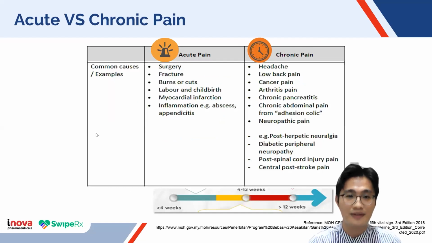The common causes of acute pain include fractures, MI, inflammations. These are non-pathological usually. For chronic pain, there are more disease types such as long headache, low back pain, cancer pain, abdominal pain, and neuropathic pain. They usually persist more than 3 months.